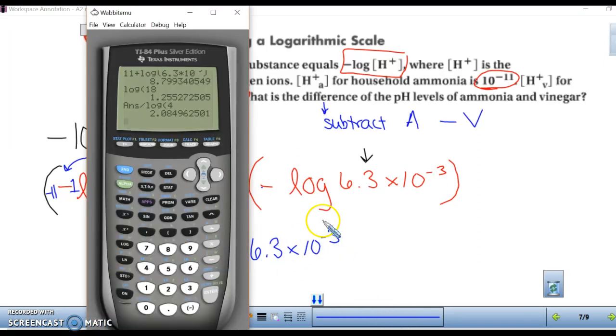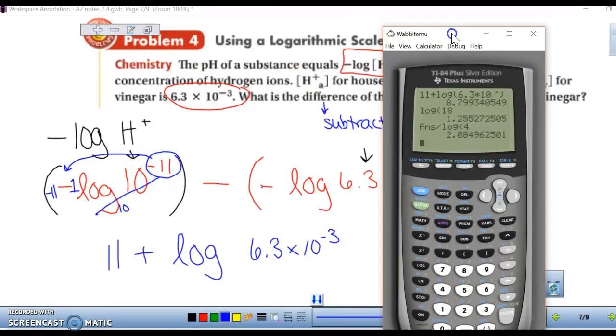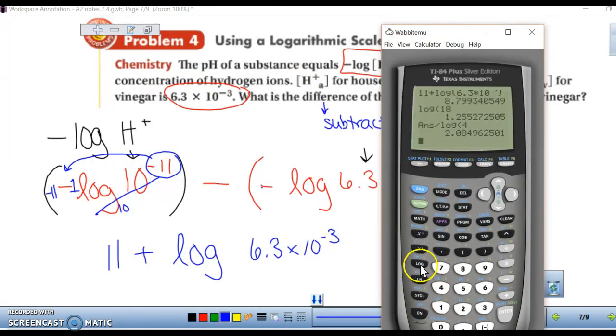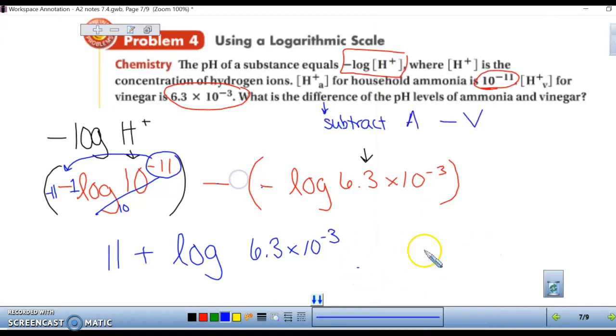So let's put that into our calculator. We have log of 6.3 times 10 to the negative third. Get that answer and then add it to 11. And your answer is about 8.8.